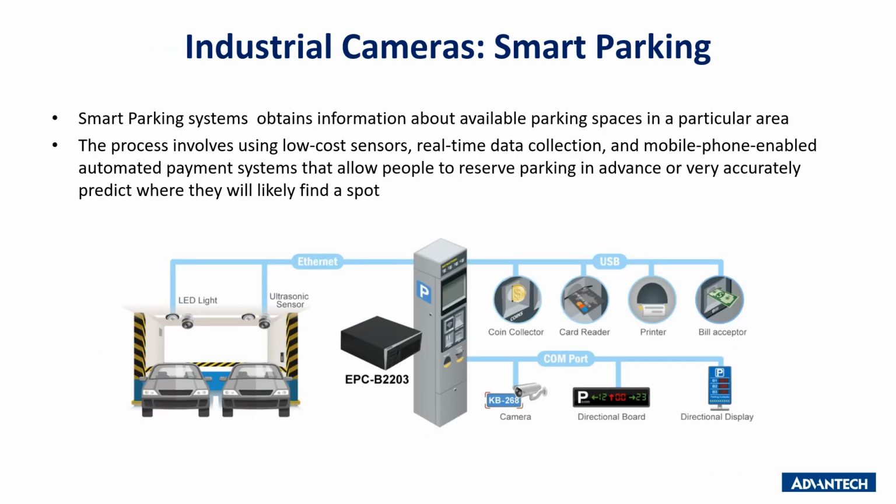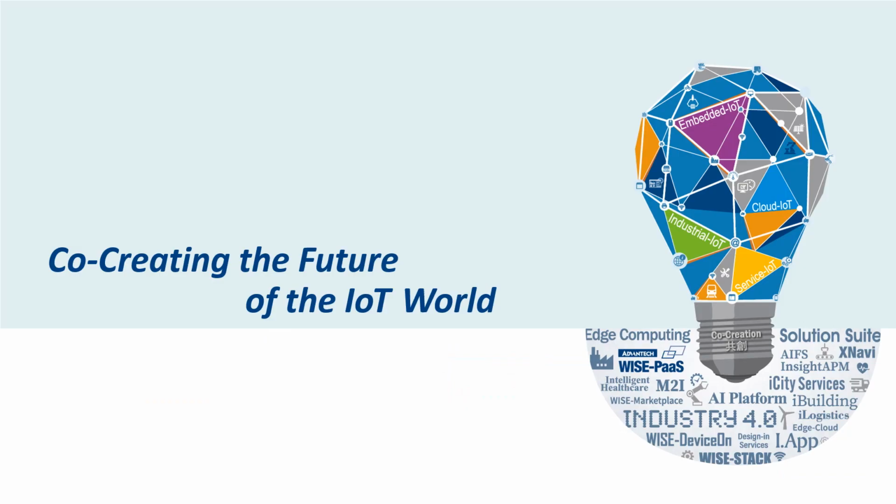Smart parking helps with one of the biggest problems of driving in urban areas: finding empty parking spaces and controlling illegal parking. Smart parking systems obtain information about available parking spots in a particular area. It involves using low-cost sensors and real-time data collection. By this means, smart parking reduces car emissions in urban centers by reducing the need for people to needlessly circle city blocks searching for parking. It also permits cities to carefully manage their parking supply.